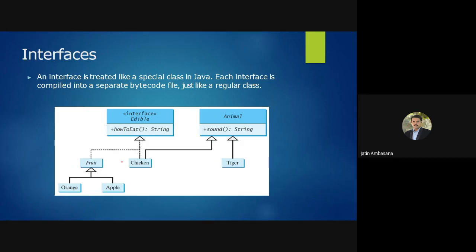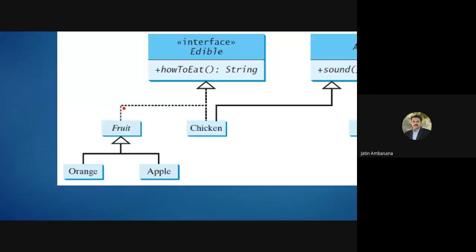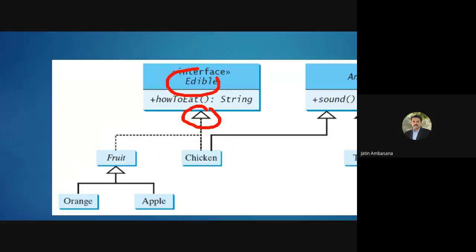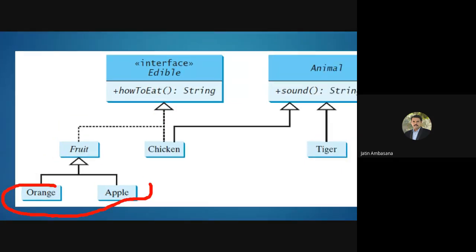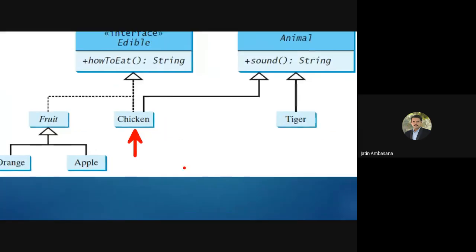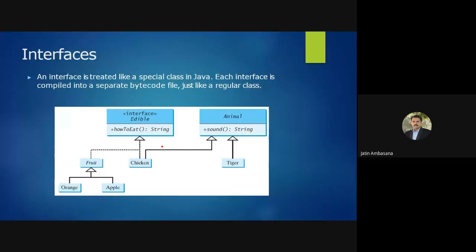This is how we use interface. These two are the classes which are implementing interface Edible, and there are subclasses also, like orange and apple, which are subclasses of the Fruit class. There can be a subclass of Chicken also.